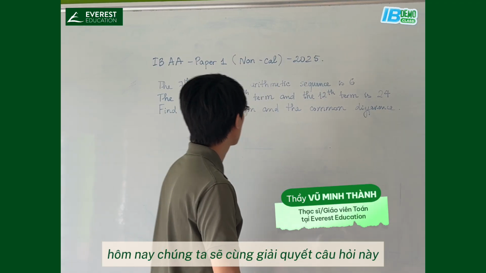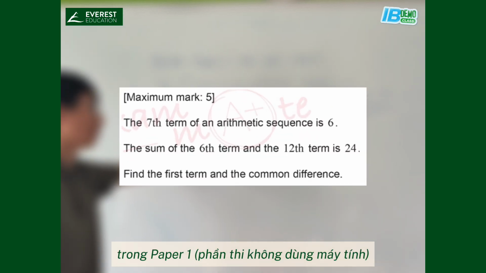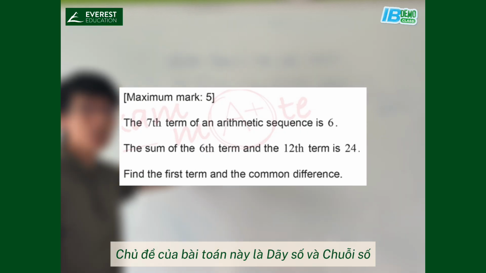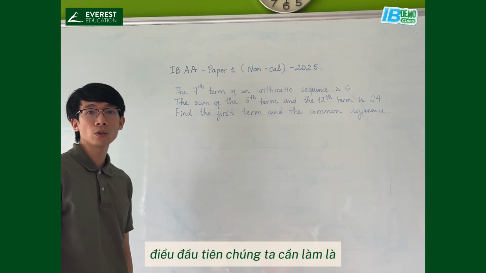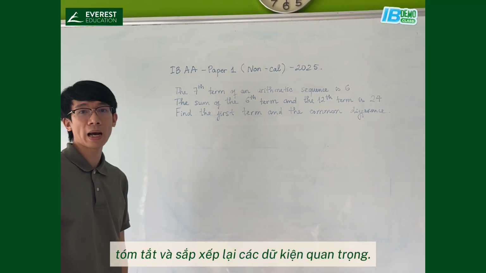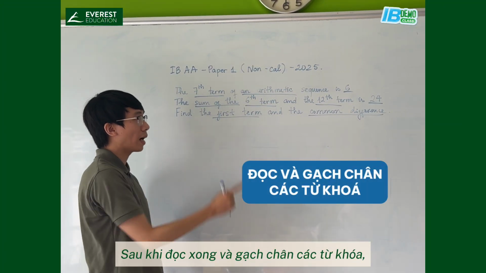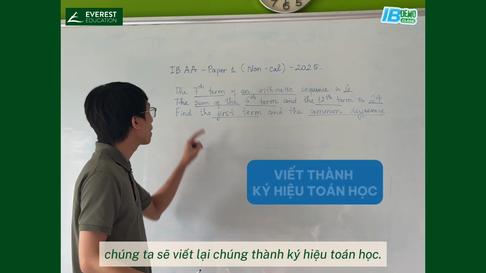Everyone, today we're going to go through this question, which is in Paper 1, a non-calculator paper of 2024. The topic is about sequences and series. When we go into the question, the very first thing we want to do is summarize and organize our important data. Once we finish reading and underlining the important terms, we write them up in math notation first.